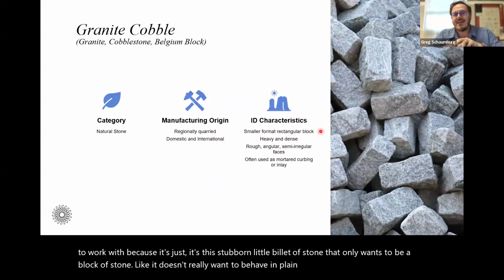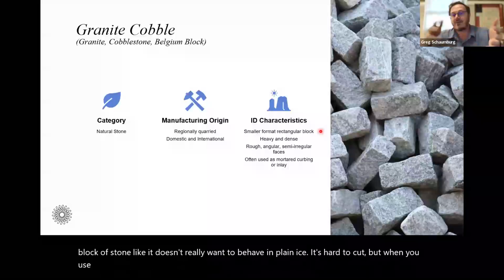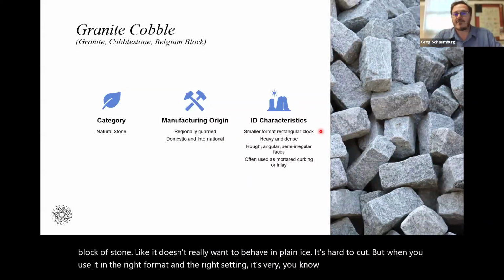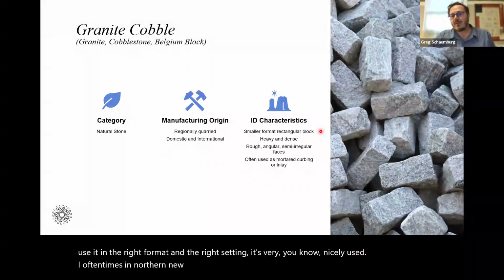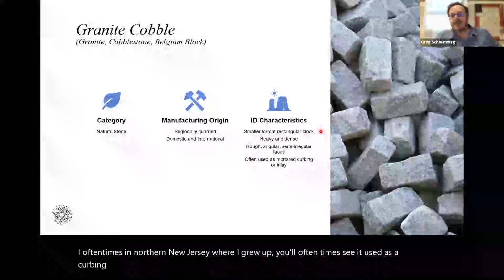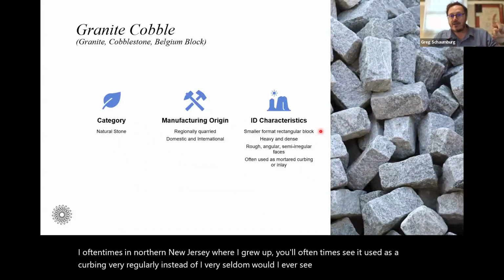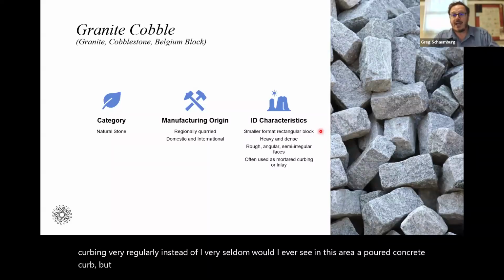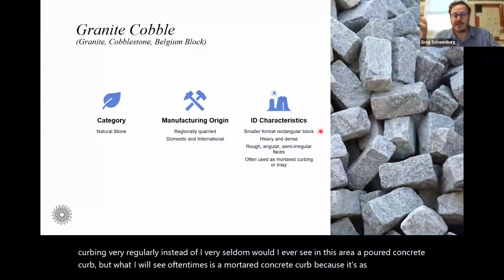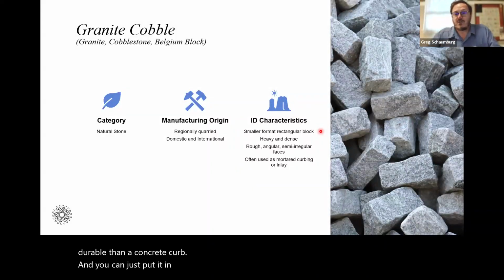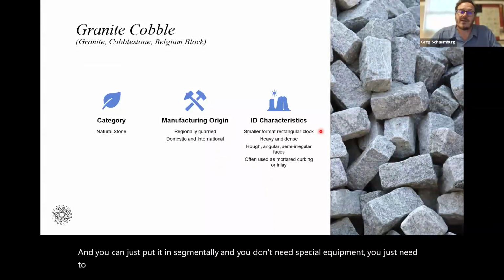It's hard to cut. But when you use it in the right format and the right setting, it's very nicely used. In northern New Jersey, where I grew up, you'll oftentimes see it used as a curbing very regularly. I very seldom would ever see in this area a poured concrete curb, but what I will see oftentimes is a mortared concrete curb, because it's as or more durable than a concrete curb, and you can just put it in segmentally, and you don't need special equipment. You just need to know how to mix mortar.